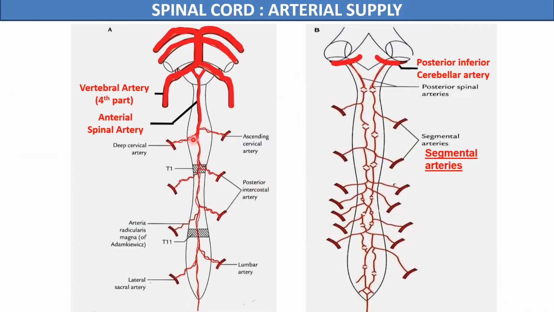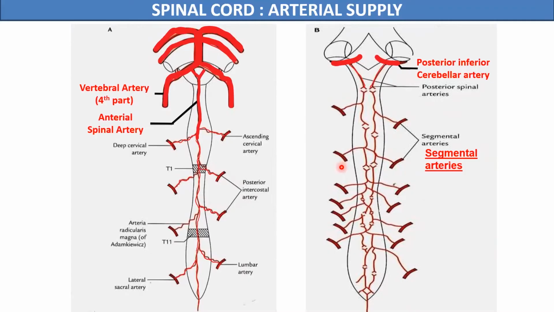Along the anterior surface of the spinal cord, there is a single anterior spinal artery. Along the posterior surface, there are two posterior spinal arteries, and the third set of arteries are the segmental branches from various arteries like ascending cervical, deep cervical, intercostal and lumbar arteries. So three sets of arteries: along the anterior surface, the anterior spinal; along the posterior surface, two posterior spinal arteries; and third, the segmental arteries.